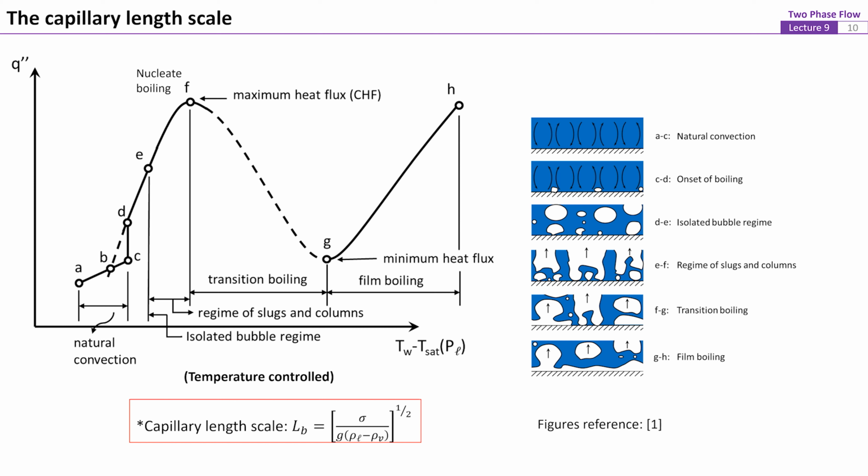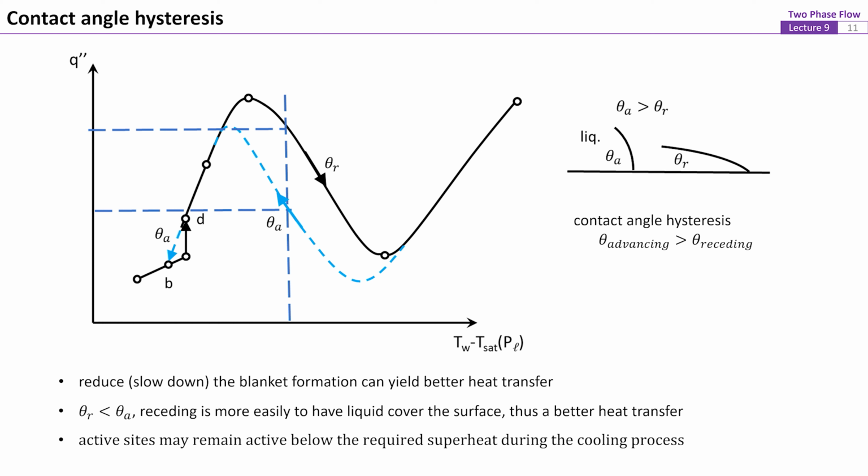Here, sigma is the surface tension, g is the gravity, and rho_L and rho_V are the densities of liquid and vapor respectively. The contact angle of a fluid during a heating process could be different from that in a cooling process, even on the same surface. For a wetted surface, the advancing contact angle is larger than the receding contact angle. As shown on the figure on the right, the liquid film with larger contact angle is thicker than that with smaller contact angle in the transition regime.